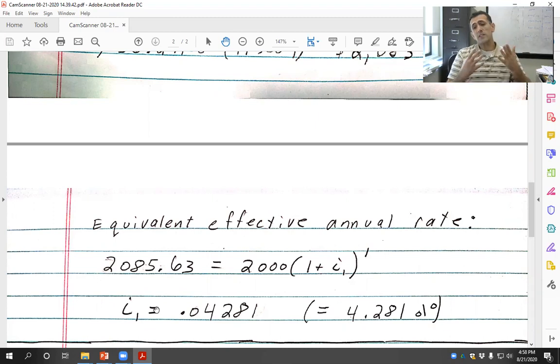4.281%. And this example should really illustrate why it's useful to deal with an equivalent effective annual interest rate. When I see 4.281% effective annual interest rate, I think, okay, that's not too bad. That's a reasonable interest rate.